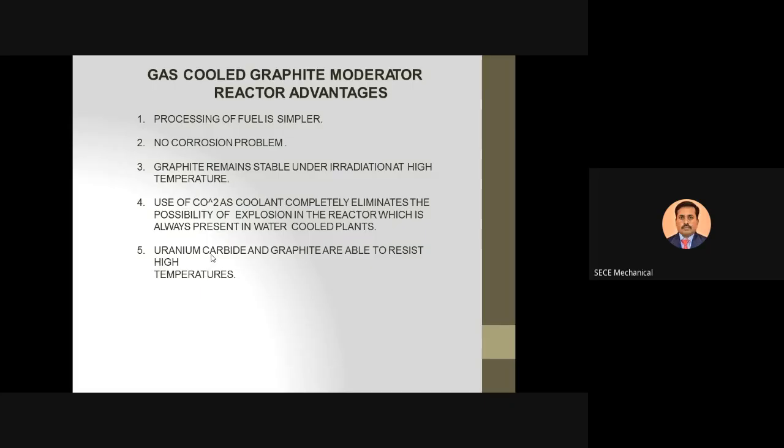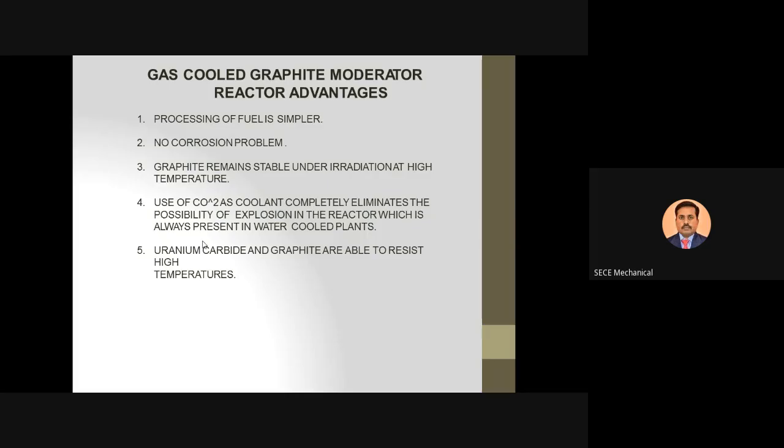And graphite remains stable under radiation at high temperature. So here high temperature is produced, but graphite is not affected. That is one of the advantages of a gas cooled type reactor. That's why we go for graphite. And use of CO2 as a coolant completely eliminates the possibility of explosion in the reactor. If you use some other gas, explosion is possible due to high heat. But if you use CO2, explosion is completely avoidable.